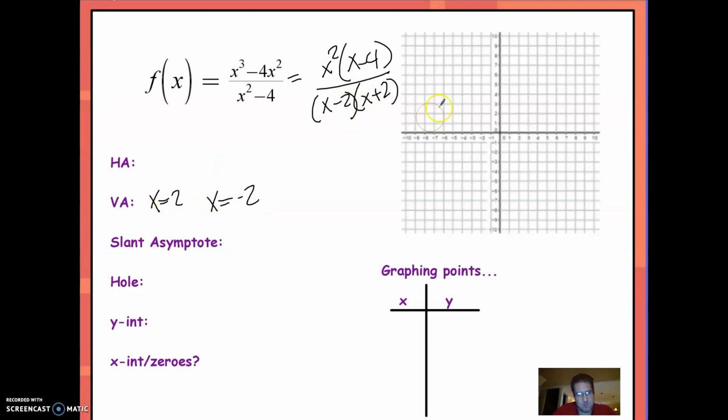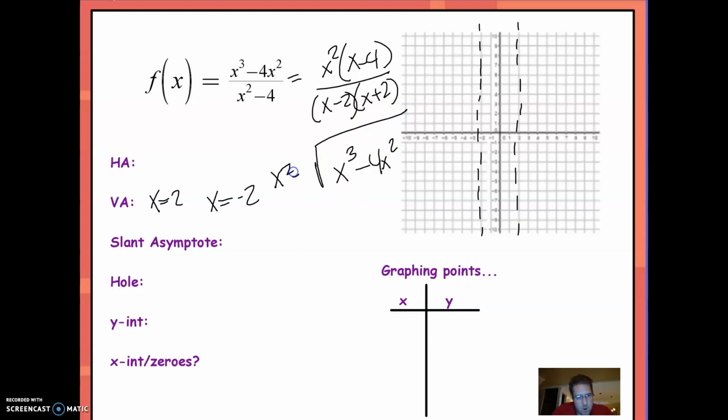I'm having to do this pretty quickly because, like I said, I'm running low on time. And this one is going to be right there at 2. So slant asymptote, which means I'm going to divide that by x squared minus 4. So x squared goes into x cubed x amount of times. That's x cubed. x times -4 is -4x.